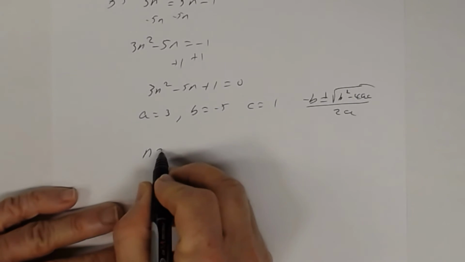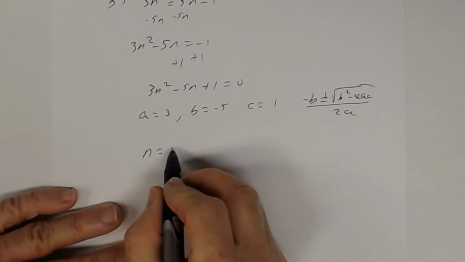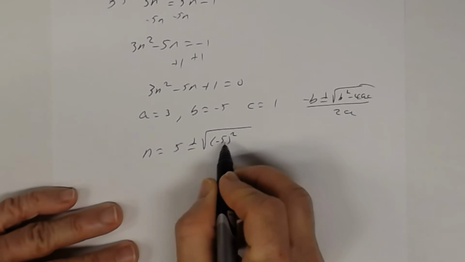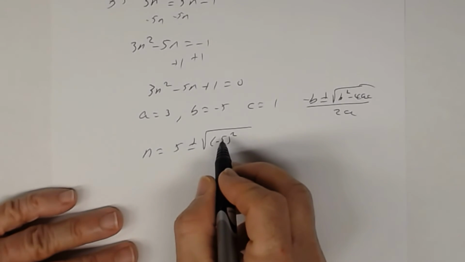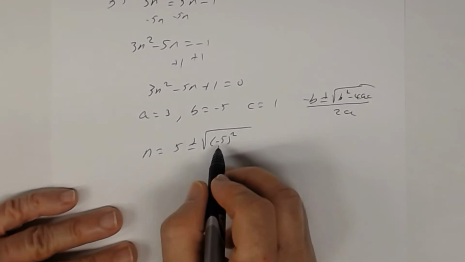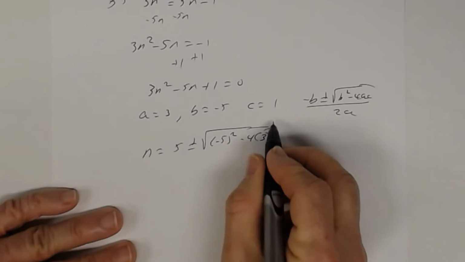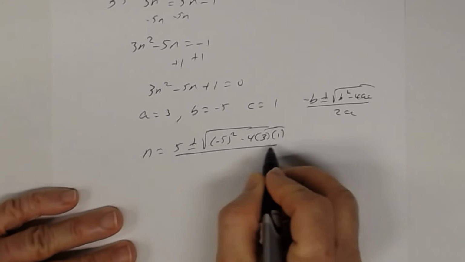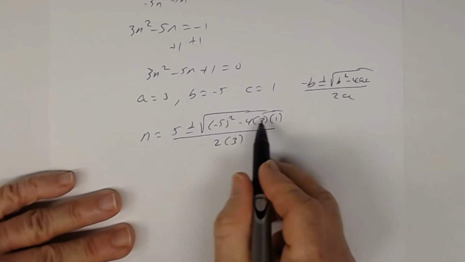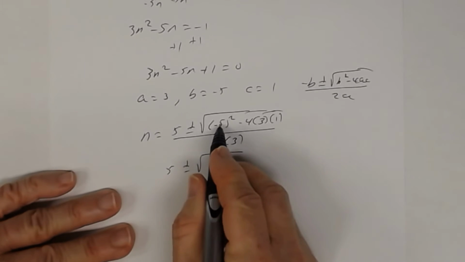So I get n equals, see that n? n equals, because that's my variable, 5 plus and minus the square root of negative 5 squared. See that's in parentheses. A negative 5 times itself is a positive 25, so don't say that's negative 25. Minus 4 times a, which is 3, times c, which is 1, all divided by 2 times a. And a is 3.